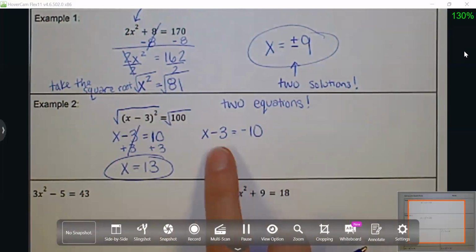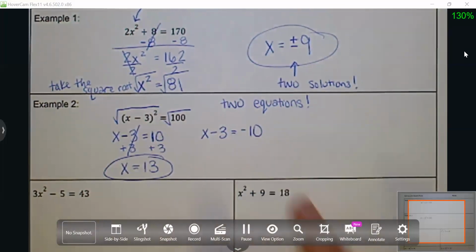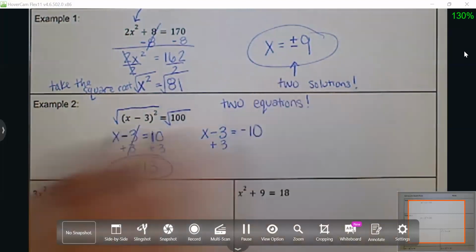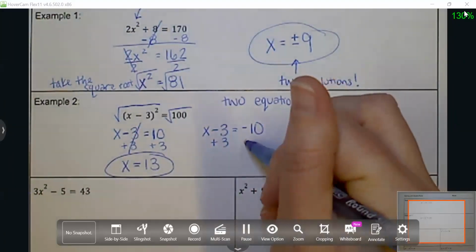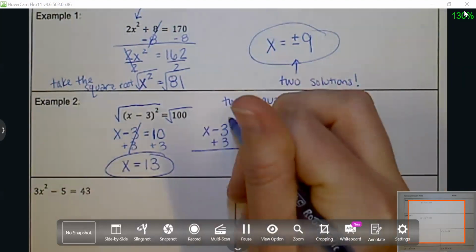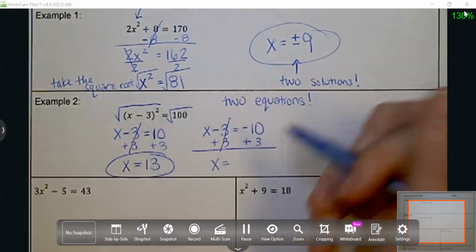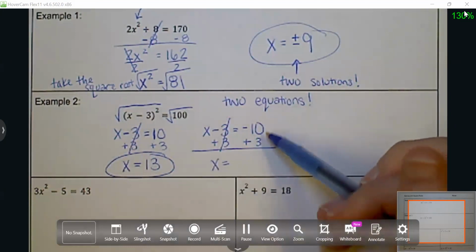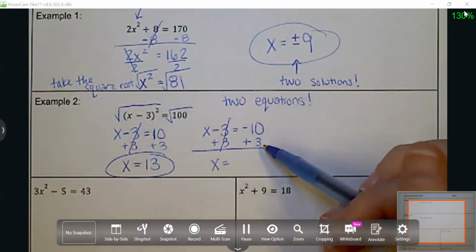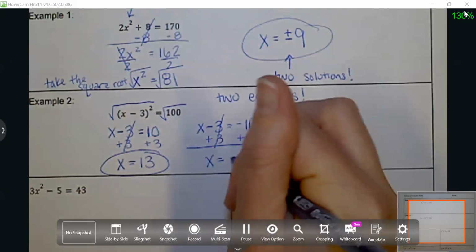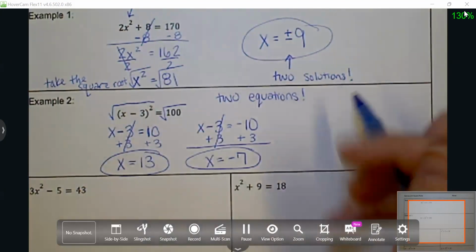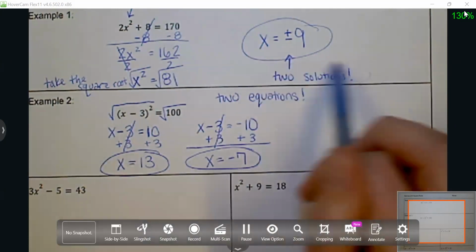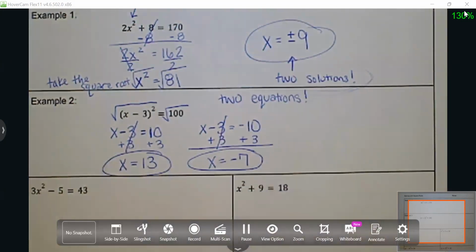Then x minus 3 equals negative 10. I'm going to do the same operation. The opposite of minus 3 is positive 3. And plus 3 on the other side, so that my 3's cancel out. But this time I'm doing negative 10 plus 3, which gives me negative 7. And that is my 2 solutions. You will always have 2 solutions when solving these quadratic equations.